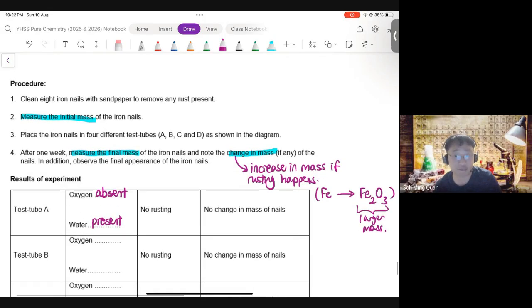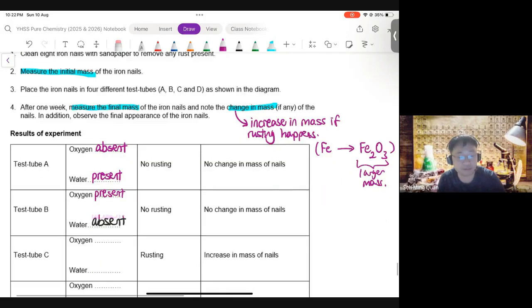Test tube B. Test tube B had a drying agent called anhydrous calcium chloride. So test tube B does not have water. Water is absent from B. But oxygen, of course, is still present in the air. But even though oxygen is present, because you don't have any water, there will be no rusting. There's no change in the mass.